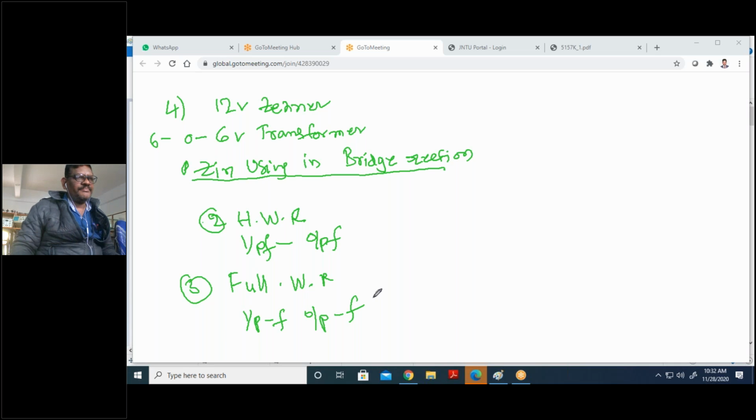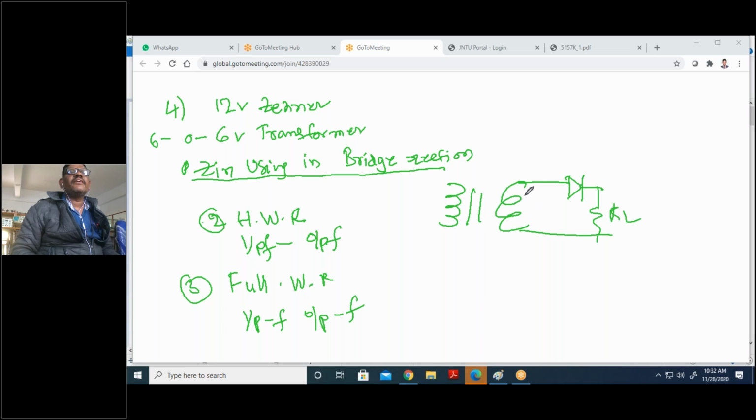Second question. Half-wave rectifier input frequency. This is the load RL. Here for example 12 volts, 50 hertz. This is the input of the rectifier. What about the output?